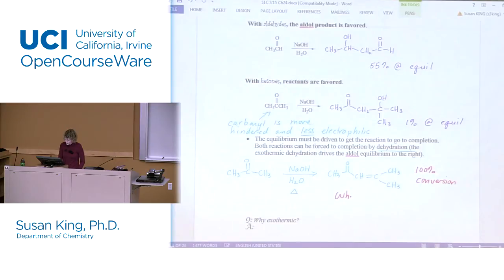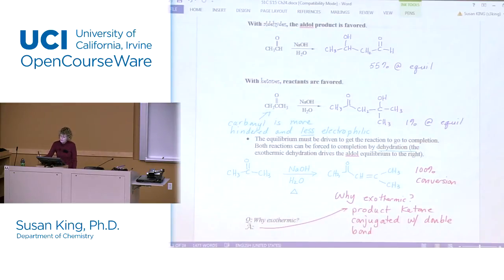Why exothermic? And the answer is right here. Exothermic: the product ketone is conjugated with the double bond, which makes it more stable. Conjugation makes something more stable, lower energy, and that's it. So remember, when we have an equilibrium process, we always favor the most stable compound.